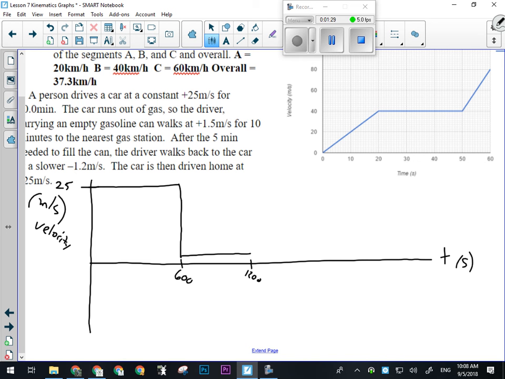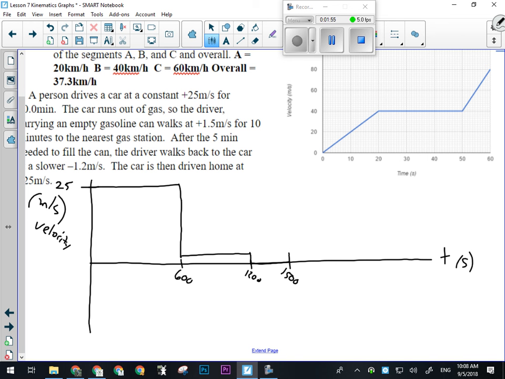At this point, the person stops and is standing next to the gas pump filling up the can with gas. So where am I going to draw the next part of this line? Right along the x-axis, because their position isn't changing. They have a velocity of 0. So they do that for the next 300 seconds.